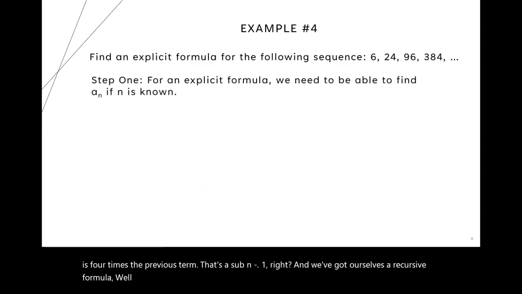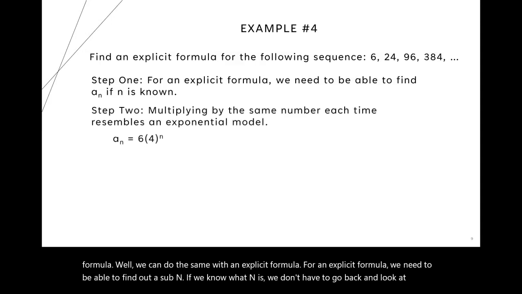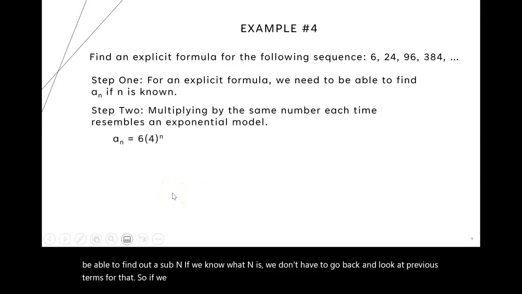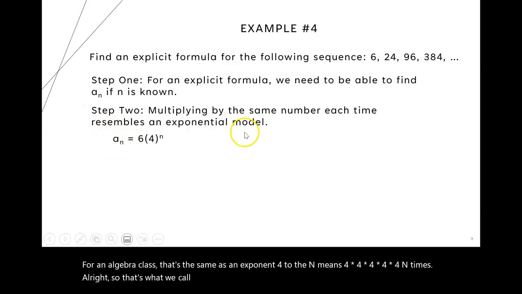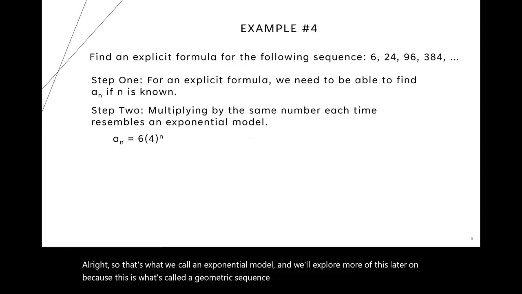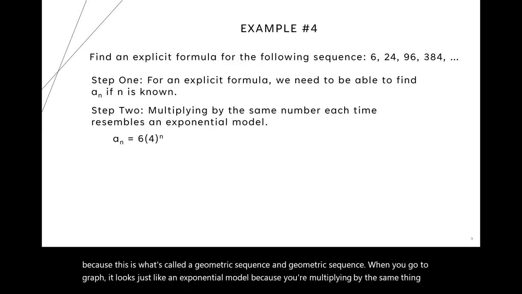Well, we can do the same with an explicit formula. For an explicit formula, we need to be able to find out a sub n if we know what n is. We don't have to go back and look at previous terms for that. So if we multiply by the same number each time, maybe you've seen this before in an algebra class, that's the same as an exponent. 4 to the n means 4 times 4 times 4 times 4, n times. All right, so that's what we call an exponential model, and we'll explore more of this later on because this is what's called a geometric sequence. And a geometric sequence, when you go to graph it, looks just like an exponential model because you're multiplying by the same thing to get the next term.